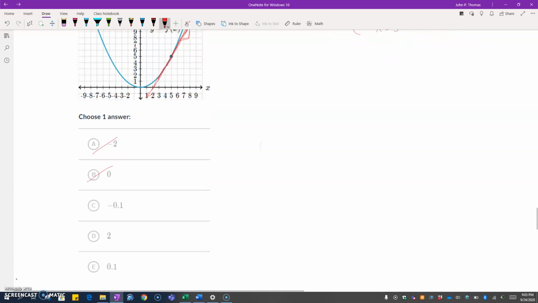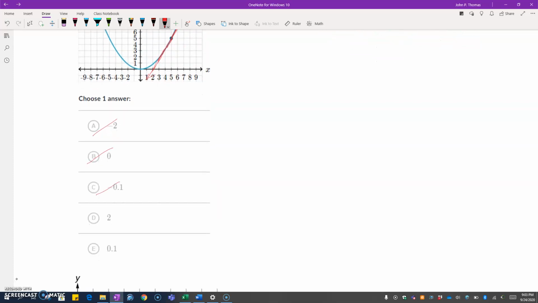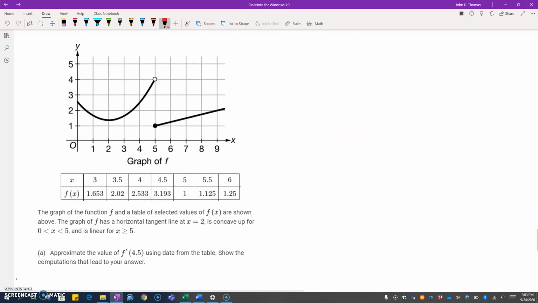It's clearly not 0. So I'm really down to 2 or 0.1. 0.1 would be a very, very shallow growth, whereas 2 would be much steeper. So in this case, we're looking at a slope of 2. We would say that f prime of 5 equals approximately 2. And that would be the statement that we could get out of that. If we needed to find a tangent line, we could do that, but this problem did not ask us for that. Moving on to the next one.